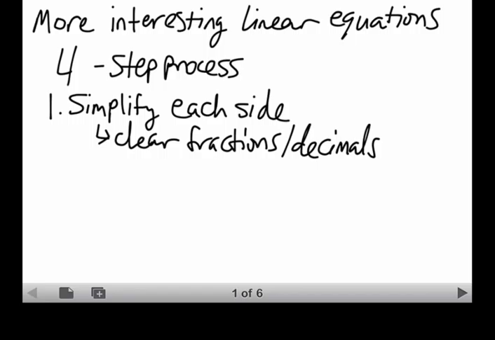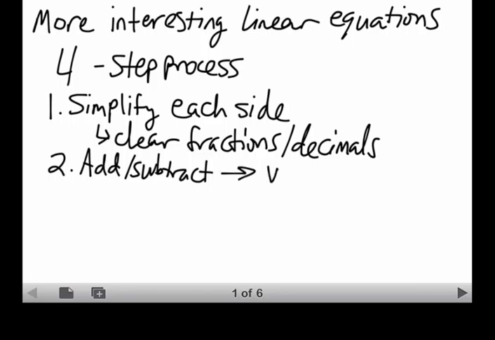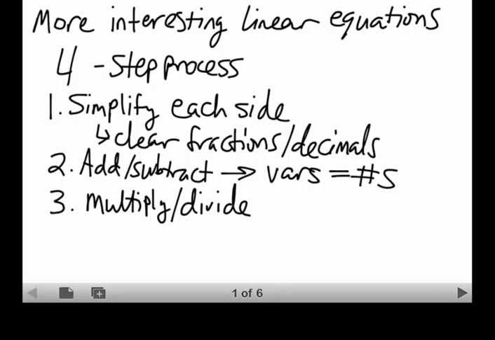The second step is to add and subtract. The goal here would be to get the variables on one side and the numbers on the other side. The third step is to multiply or divide to get the variable all by itself.